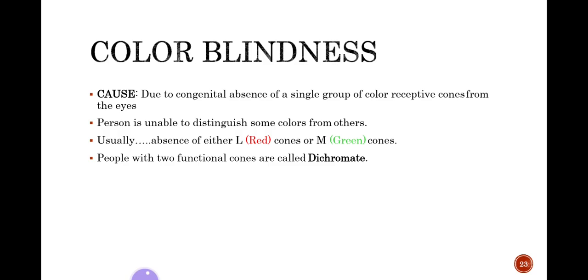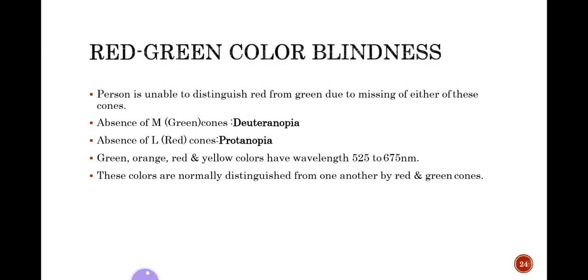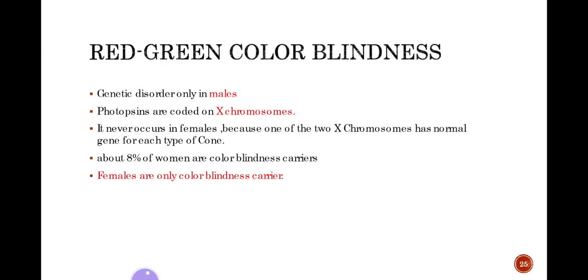People with two functional cones are known as dichromats. When a person is unable to distinguish red from green due to the missing of either of these cones, it is known as red green color blindness. The absence of green cones is known as deuteranopia, and the absence of red cones is known as protanopia. Green, orange, red and yellow colors have wavelengths between 525 to 675 nanometers. These colors are normally distinguished from one another by red and green cones.